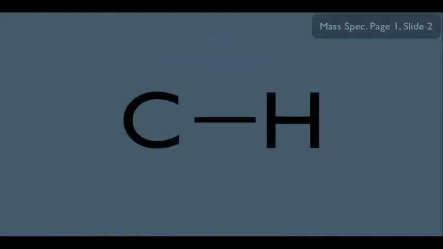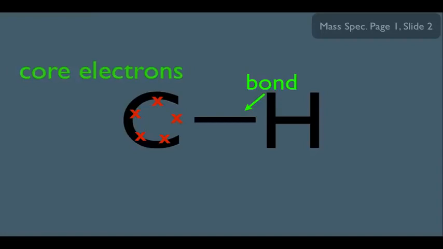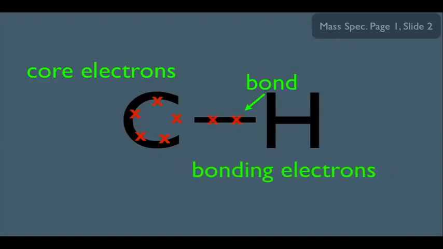Remember, this is a C-H bond, and let's talk about the different types of electrons that are present here. Remember, carbon has 6 electrons total. Some of those electrons are what's called core electrons. These are simply the electrons around carbon that are not involved in a bond. And the other type of electrons, of course, are these electrons right here. These would be the bonding electrons. So for the mass spec, we like to distinguish core electrons from bonding electrons. And let's see why here.